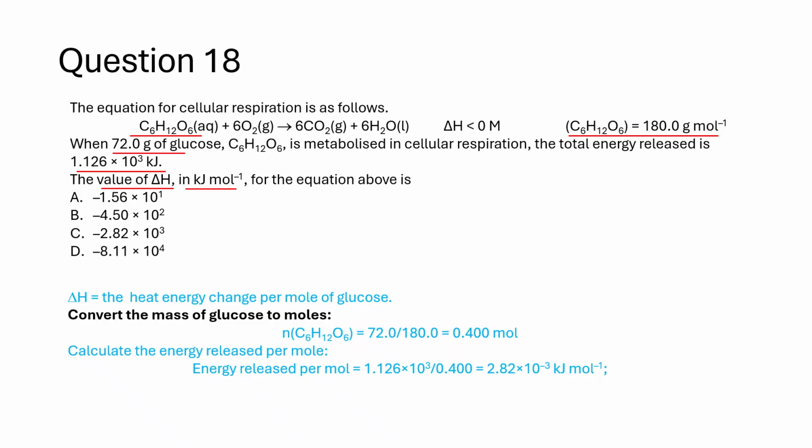Assign the correct sign for delta H. Because the process releases energy, the reaction is exothermic, delta H less than 0. Therefore, a negative sign must be placed before the calculated value. Delta H equals minus 2.82 times 10 to the power of 3 kilojoules per mole. Hence, the correct option is C.